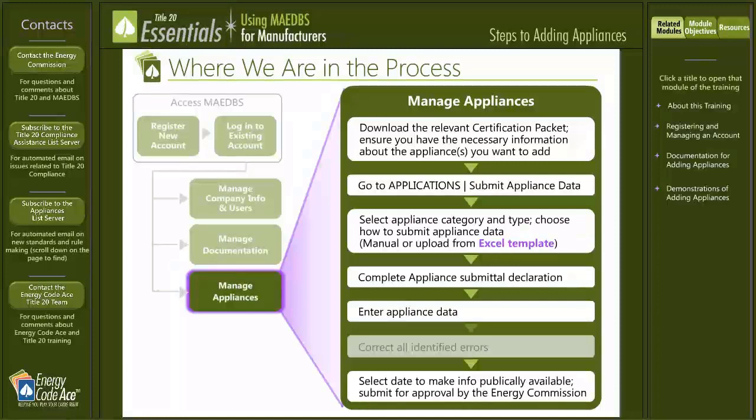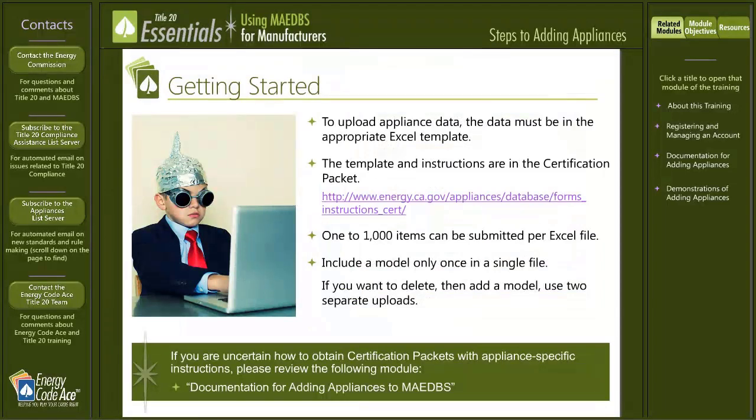Where we're at in the process is that we are still managing our appliances in MAE-DBS, and we want to add appliances using Excel Upload. So to get started with your Excel Upload, you'll need to make sure that you're entering data in the appropriate Excel template. As we've mentioned previously, each appliance type has an appliance-specific Excel template. So the instructions and the template are found in the appliance-specific certification packet, which you can access using the link on the screen.